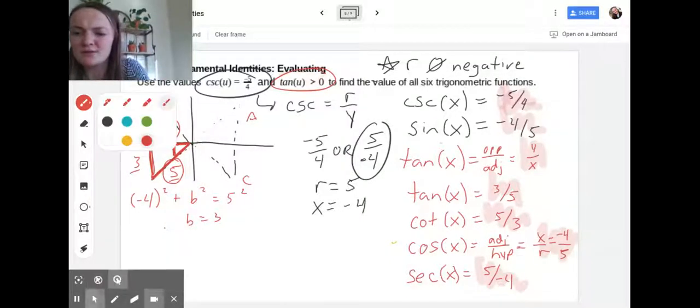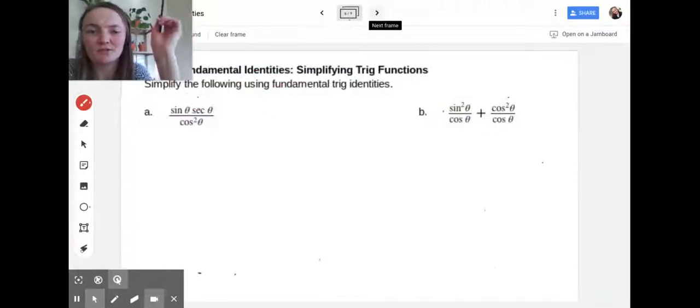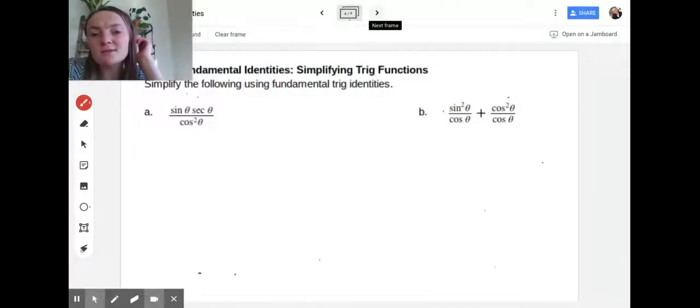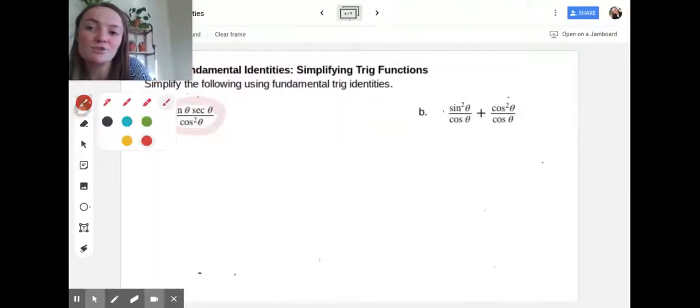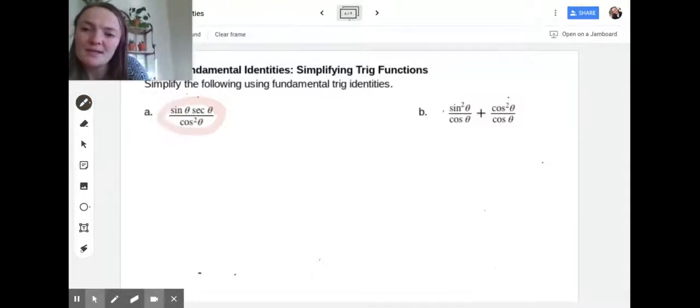Okay, so that was kind of a review. We've done questions like these before, so let's keep on going. Using fundamental trig identities, I also want to learn how to simplify. This is part of our goal for the day. To simplify these, what I want to do is see if I can condense them any more, if I can rewrite them as something else. Traditionally on a test, I would give you the end result and ask, can you prove that this expression is equal to another expression using the identities? So let's start this one: sine of theta, secant of theta all over cosine squared theta.